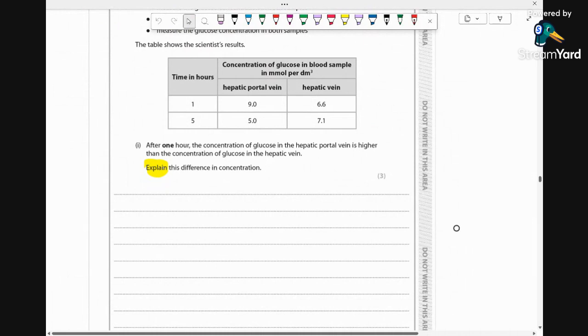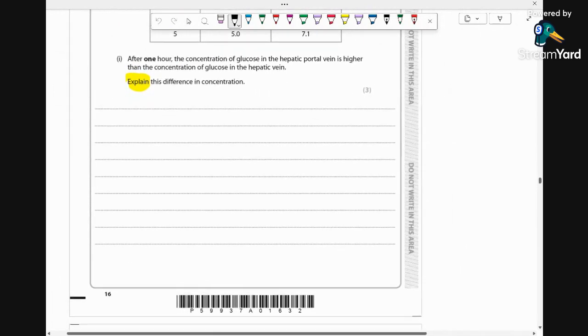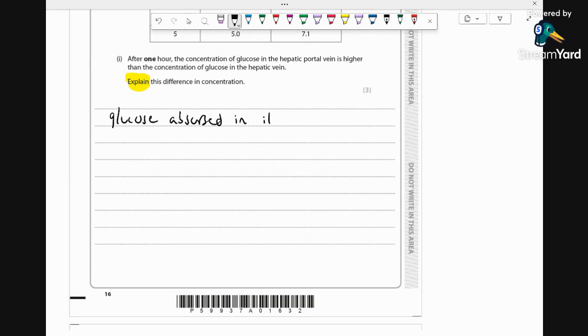Yes, we are. Okay, so explain the difference. That is because, of course, you have eaten a meal where the glucose has been absorbed in the ileum into the blood, specifically the hepatic portal vein.